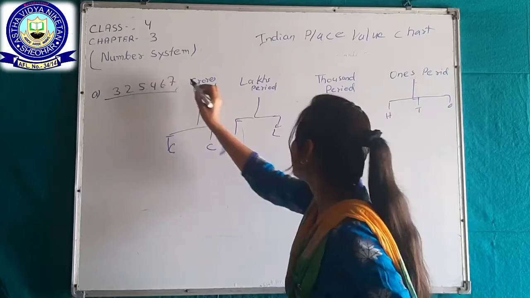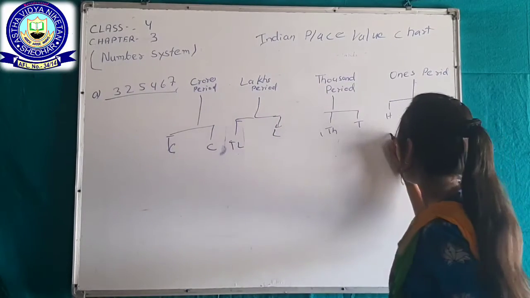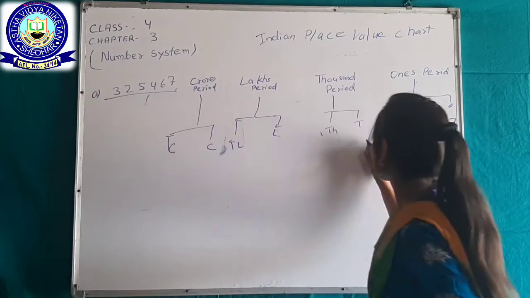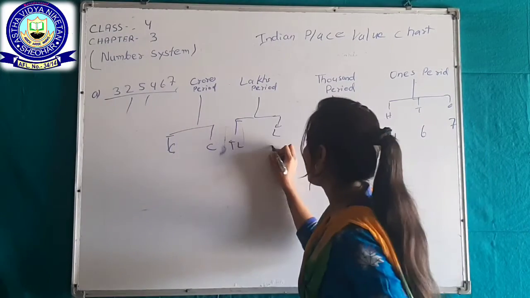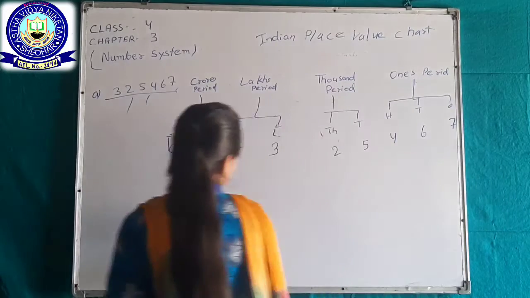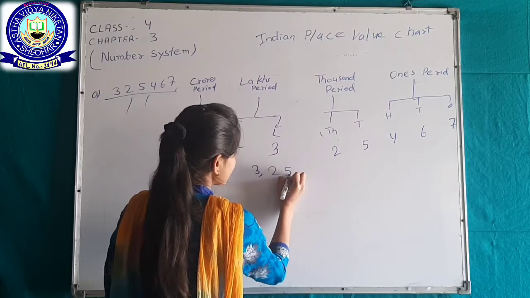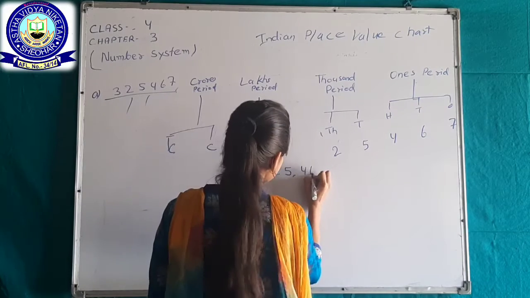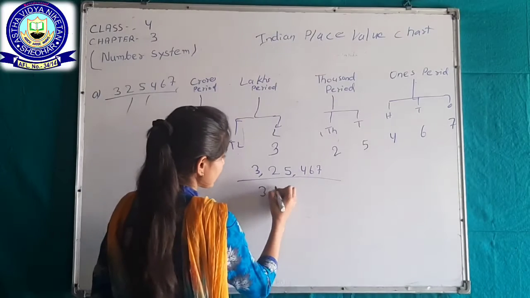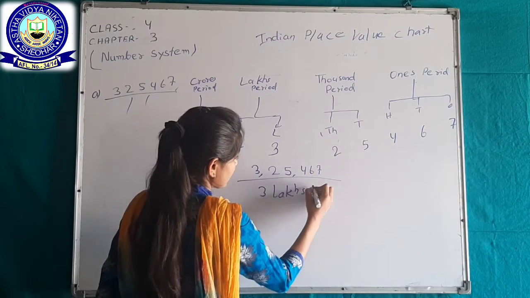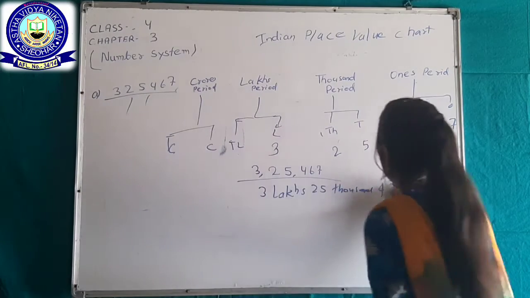Let's just start. Here is 7 for ones, 6 for tens, and 4 for hundreds. This 5 for thousands, this 2 for ten thousands, and this 3 for lakhs. You have to write it with the help of commas: 3 lakhs 25,467. It is our Indian place value system. You have to write it in words: 3 lakhs 25,467.